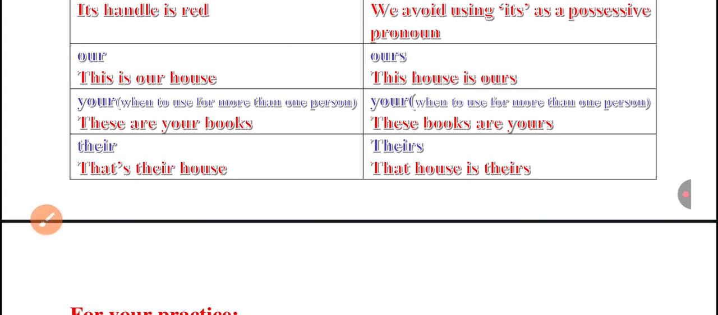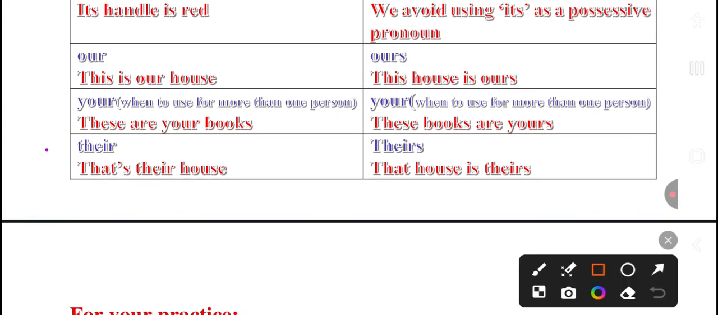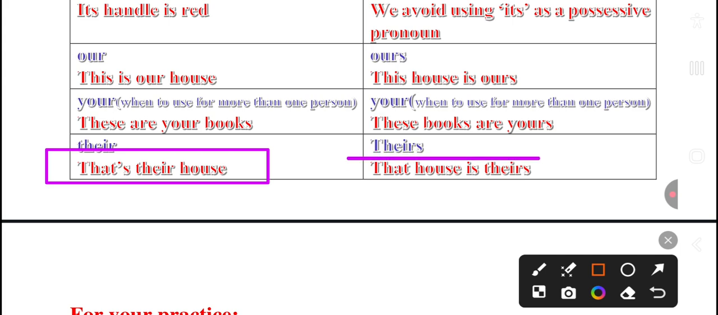Now, here you can see that's their house. Here, their is acting as a possessive determiner because after it we are using the noun house. On the opposite side, that house is theirs, because no noun has been used after the word theirs. Therefore, here the word theirs is acting as a possessive pronoun.